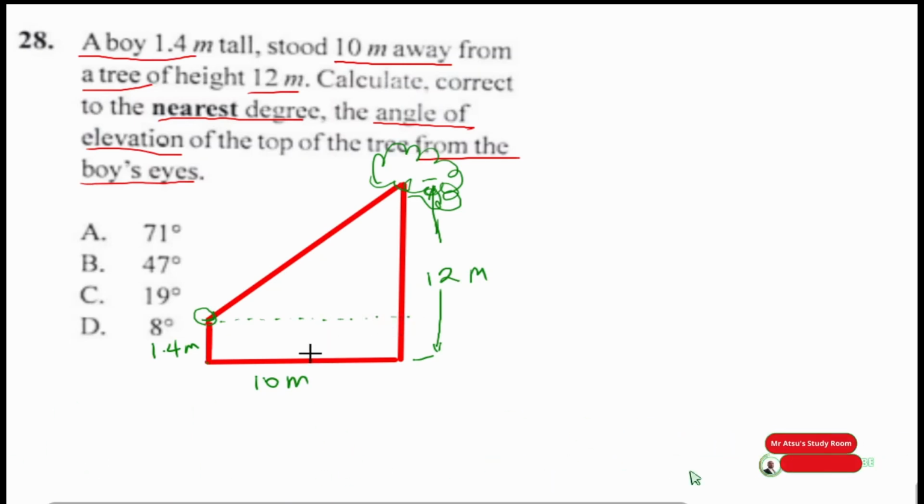Your eye level is your line of sight, or the way you'll be seeing when you stand and decide to look straight. You are not raising your head, you are not bowing your head. So that will be your eye level. So this is the boy's eye level.